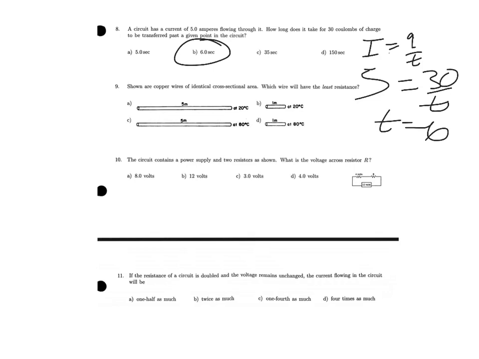Shown are copper wires of identical cross-section. Which wire will have the least resistance? Well, it's going to be the shortest because they all have the same cross-section. So it's not going to be A or C. Then remember that the hotter it is, the higher the resistance, and so the answer would be B.